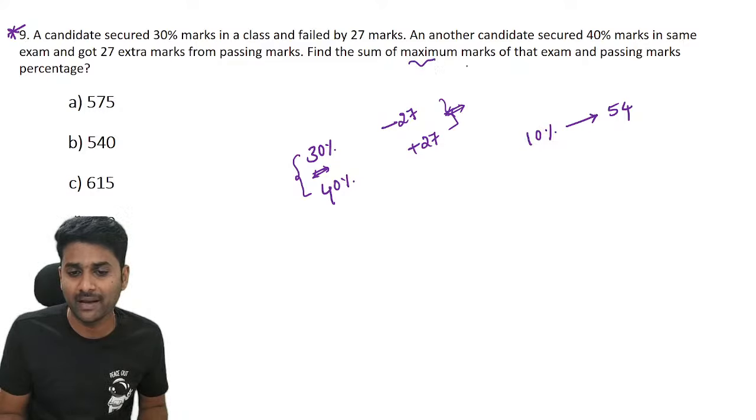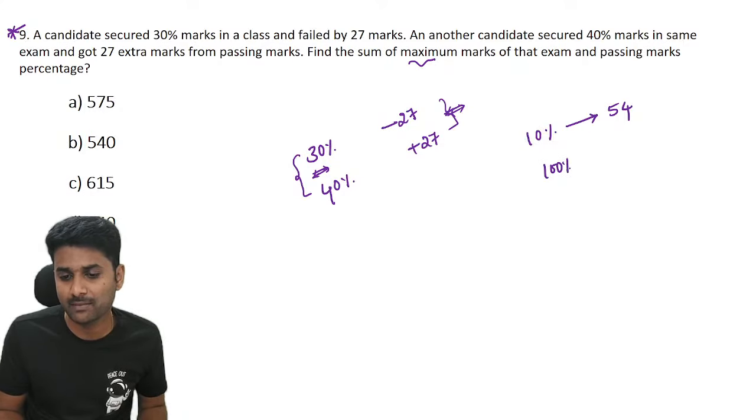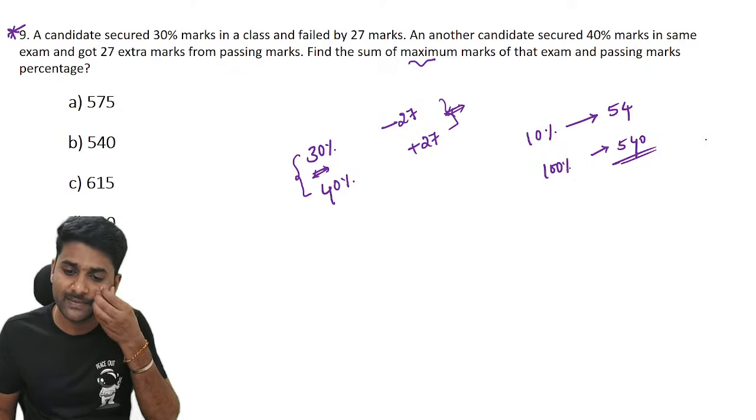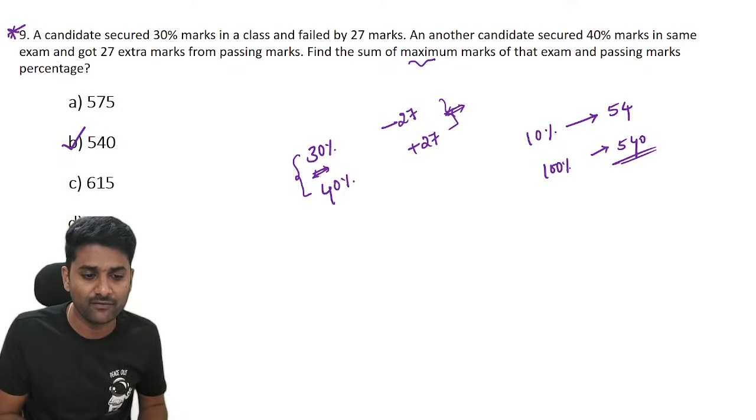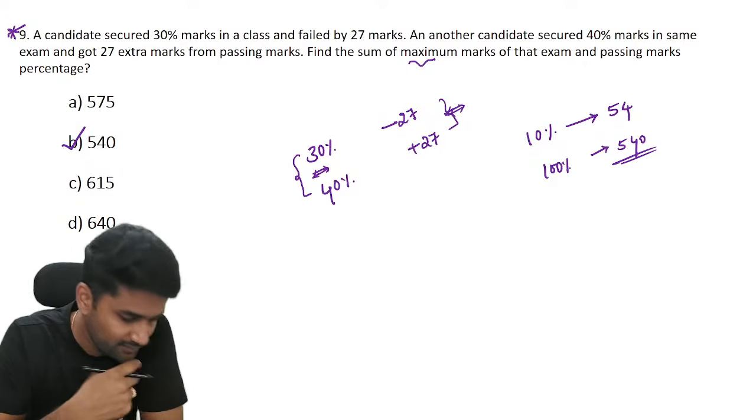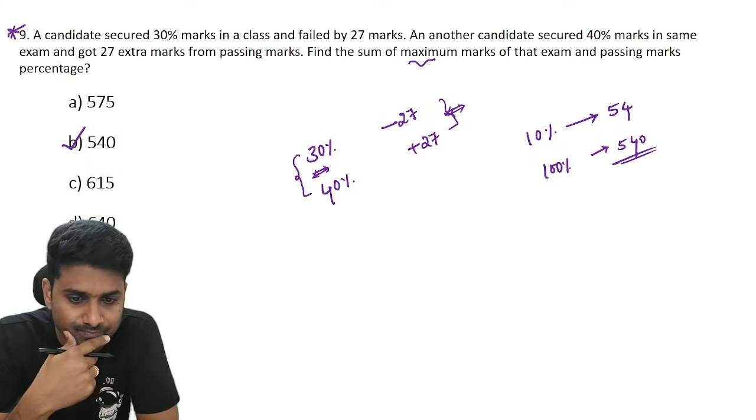Another question: find the maximum mark. You already know that maximum mark is 100%. If 10% is 54, then 100% is equal to 540. 540 is the total score.